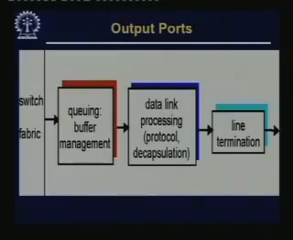So, the other option is to buffer them at the output. That means you have queuing and buffer management at the output part. It is being fed from the switching fabric, then the queuing buffer management, data link processing, that means protocol decapsulation for the next hop, etc., and finally, the line termination. Once again you have to go to the physical layer over here. So, this is the output port queuing.